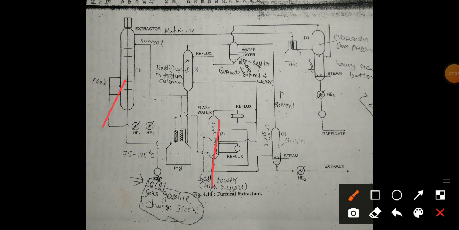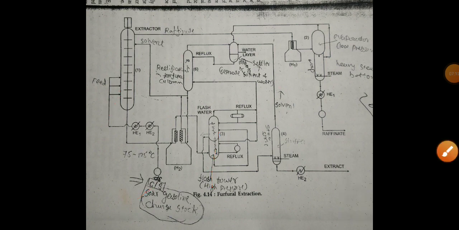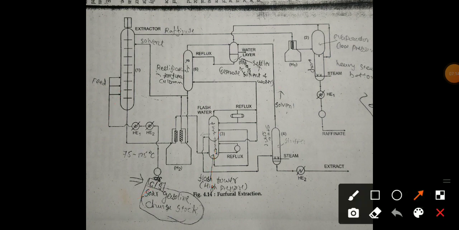The first one is the charge stock being heated, through heat exchanger 1 and 2. And for the extraction part, the feed enters the rotating disc extractor at two or three points, and the solvent is admitted into the upper portion. The raffinate phase and the extract phase are separated.